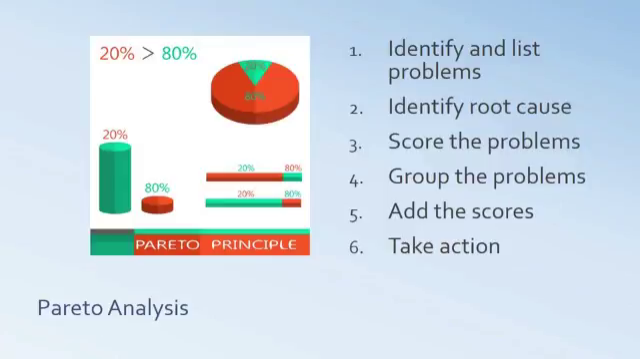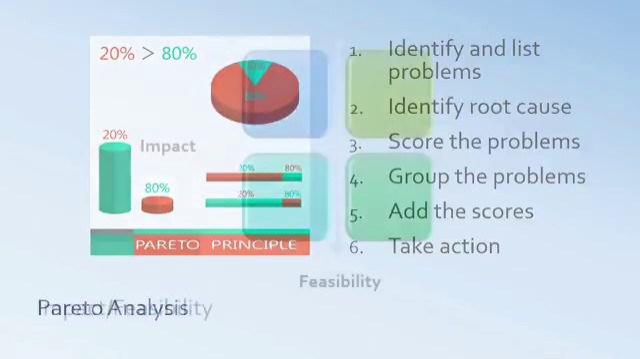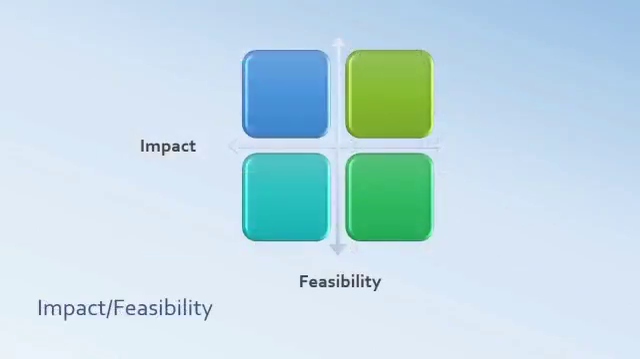Next, add the scores up for each cause group. The group with the top score should be your highest priorities, while the one with the lowest score should be the lowest priority. Take action by dealing with your highest priorities first. For more information on this type of analysis, I'd suggest you use the link below to further your learning and your understanding.